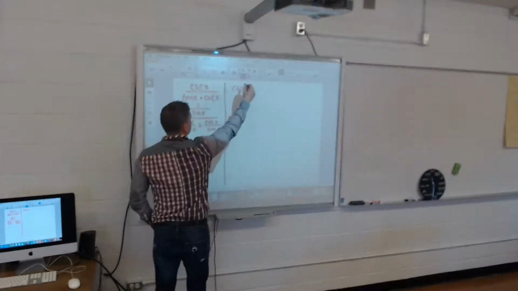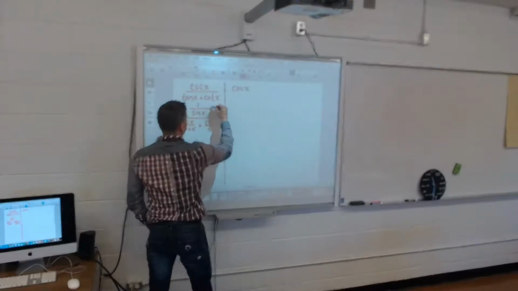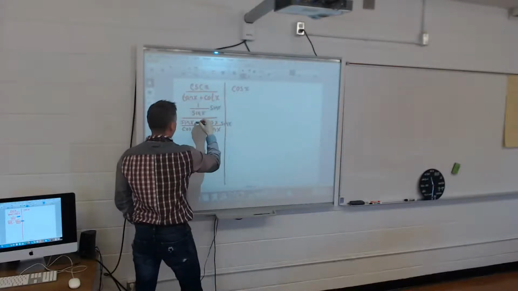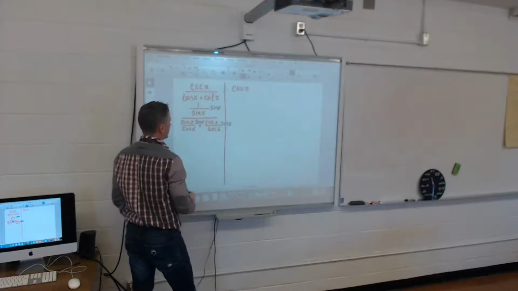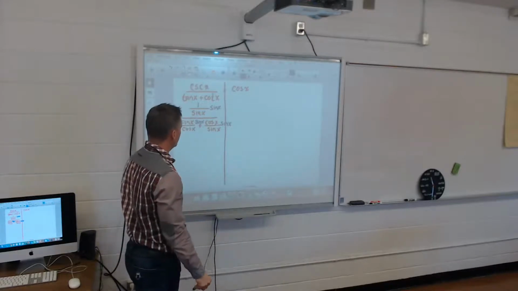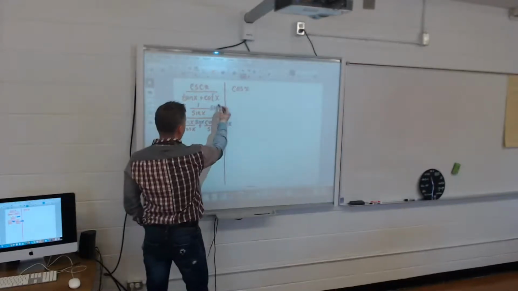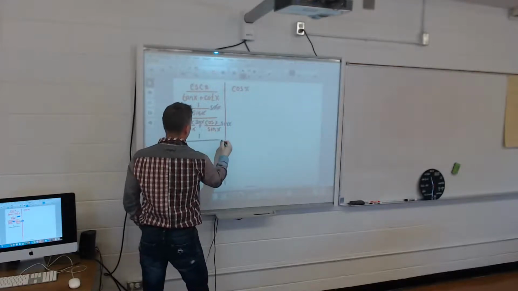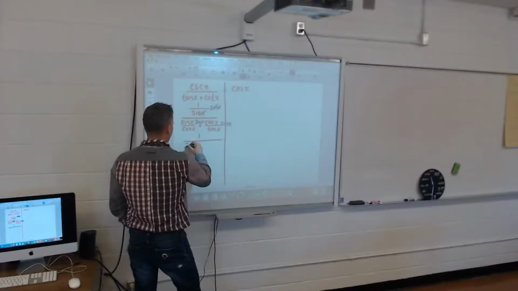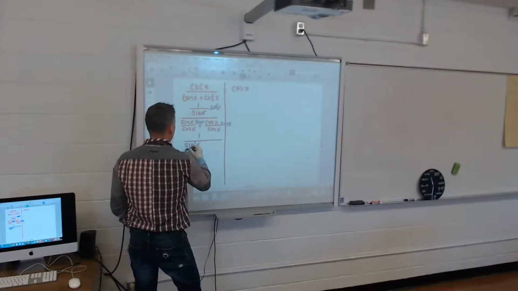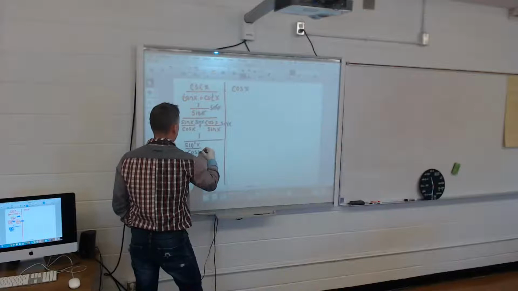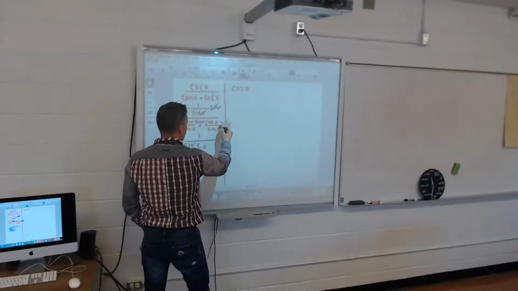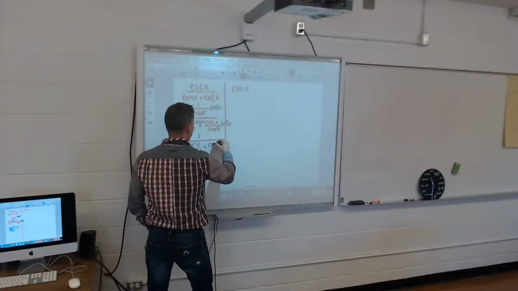I'm going to times this by sine x, this by sine x, and this by sine x. Like that. Okay? So this sine x divided by that leaves me with 1 on top. On the bottom, I have sine squared x over cos x plus, that sine x and that sine x cancel, leaves me with cos x.